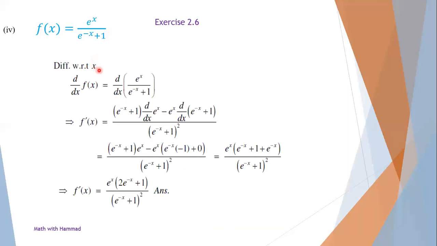First step is differentiate with respect to x. Left hand side will become f prime of x. Right hand side is d by dx of e raised to power x over e raised to power minus x plus 1. So applying the quotient formula, that is denominator square, denominator as it is, derivative of numerator, minus numerator as it is, derivative of denominator.